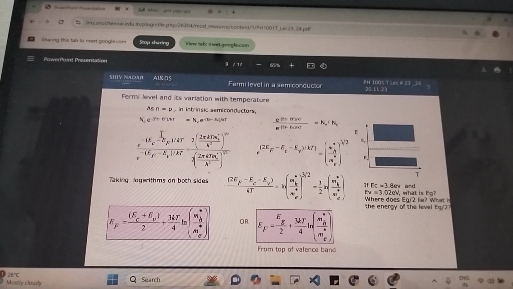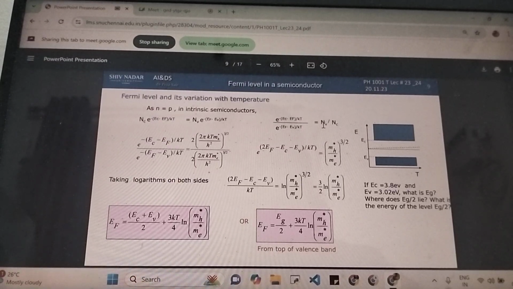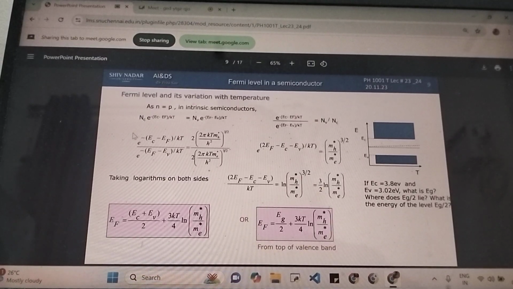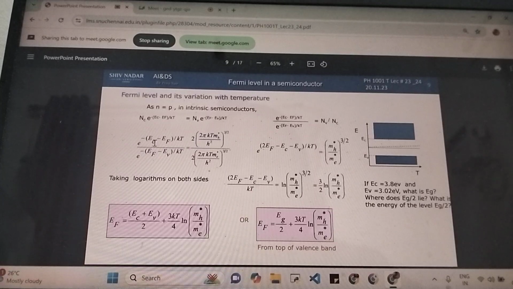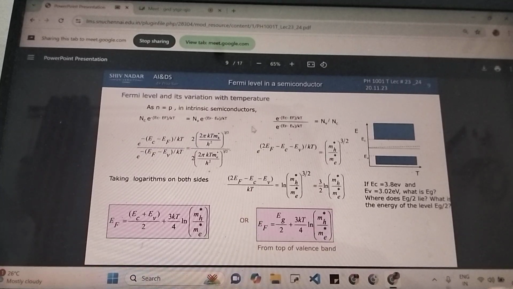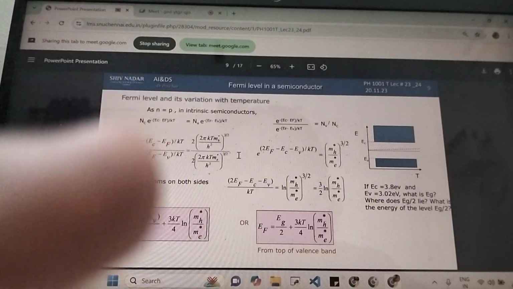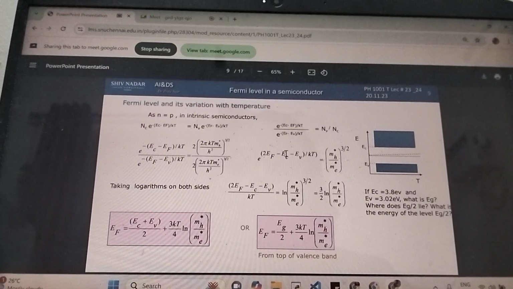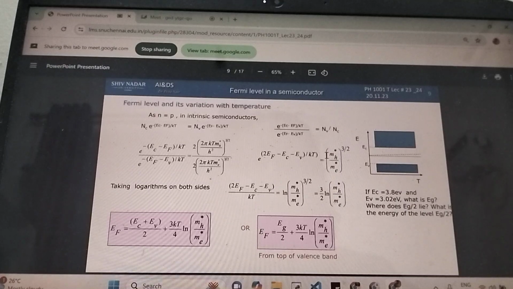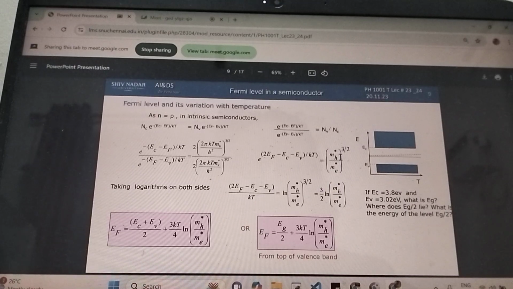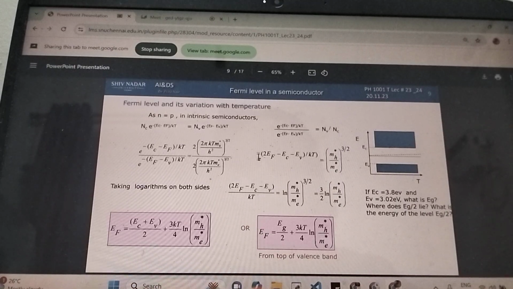So this left hand side is the same over here. Here, instead of NV by NC, we are putting back whatever constants we had there. And then you club everything on the LHS into one side. On the RHS, you cancel whatever gets cancelled. Finally, this is the expression you will get: e to the power (2EF minus EC minus EV) upon kT equals (mh star upon me star) whole raised to 3 by 2. This is the expression we get.